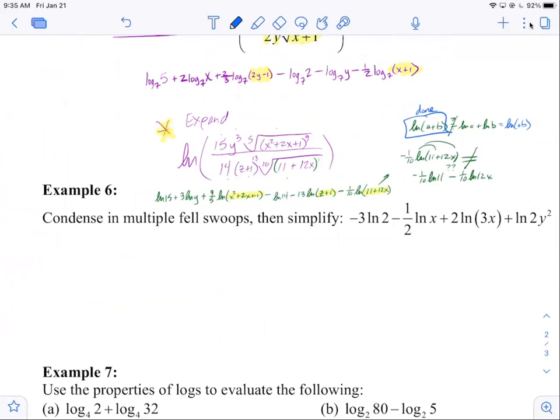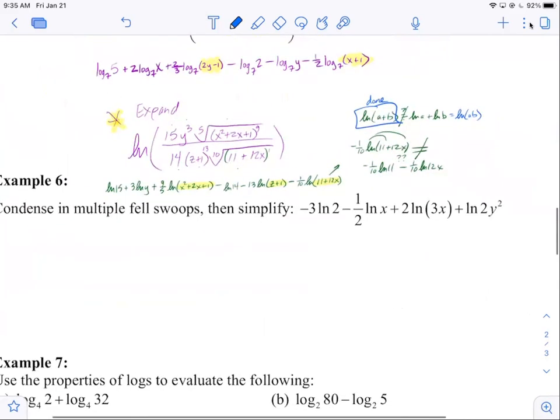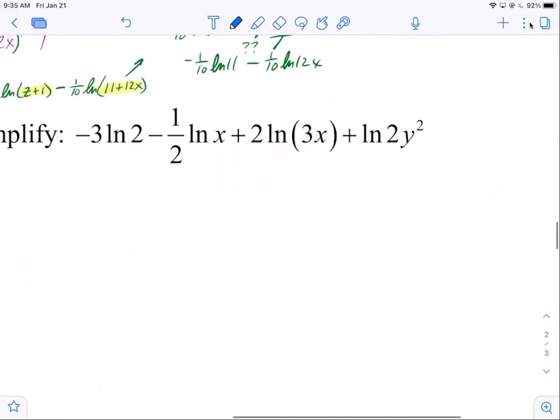All right, now let's condense in multiple fell swoops. It's not as easy to condense in one fell swoop. Step 1, look at your coefficients. They're all logs, but we've got to get our coefficients to be 1 or -1. So I'm going to first bring these exponents back up and leave the negative in place. It's easier. So negative natural log of 2 cubed rather than positive natural log of 2 to the -3rd.